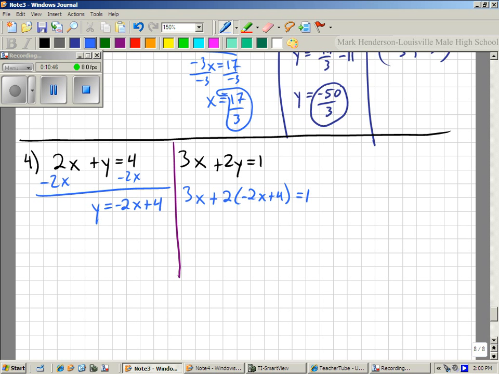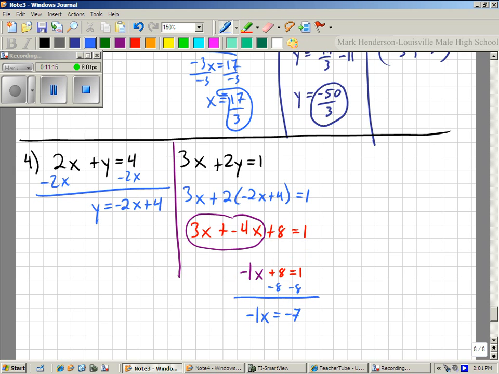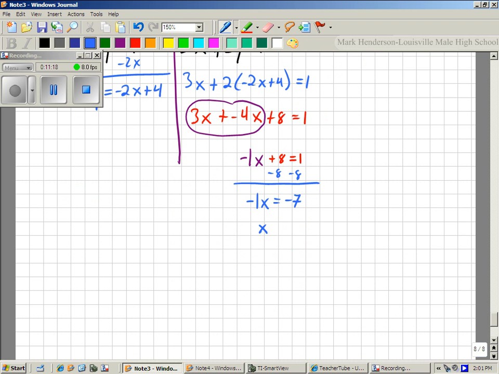Okay, so what we're going to do, we're going to simplify this one. We get 3x plus negative 4x plus 8 equals 1. This part right here simplifies to negative 1x, and then the rest stays the same. I'm going to subtract 8 from both sides. I'm going to get negative 1x equals negative 7, and then x equals positive 7 after I divide by negative 1. Okay? Everybody agree with that? Good.